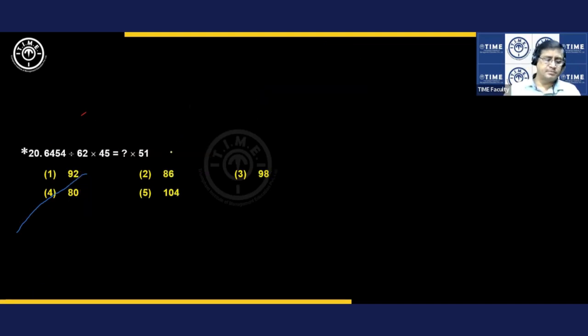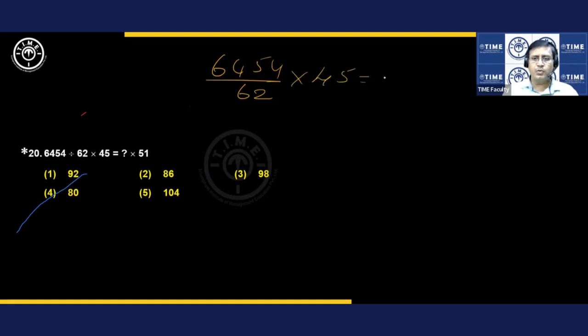Now look at the next example. Question number 20. 6454 divided by 62 into 45 is equal to question mark into 51. 62, it goes how many times? 10 times 62 is 620. 645 minus 620 means 25. 254 goes how many times? 4 times. 4 times means 248. Approximately 104 point something.